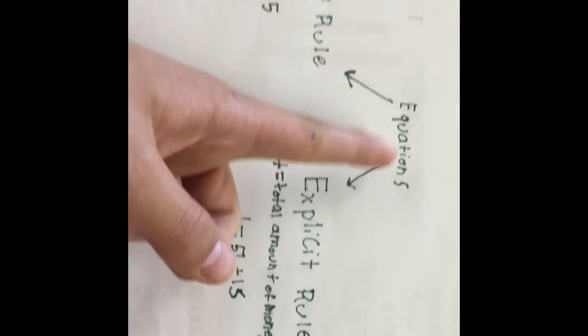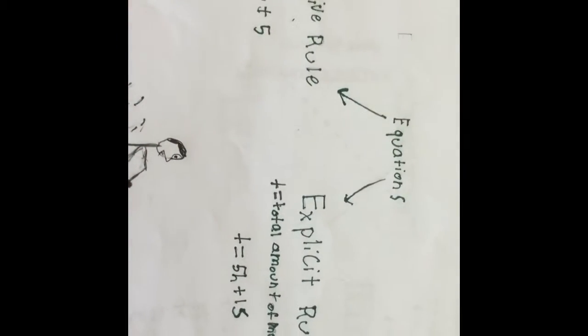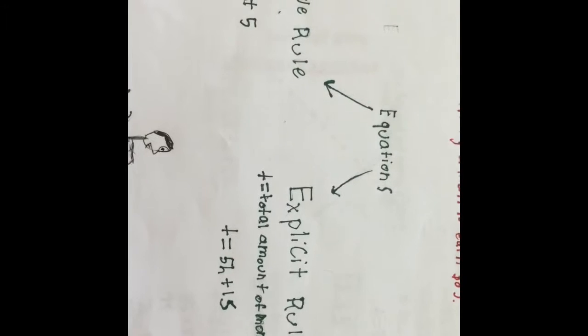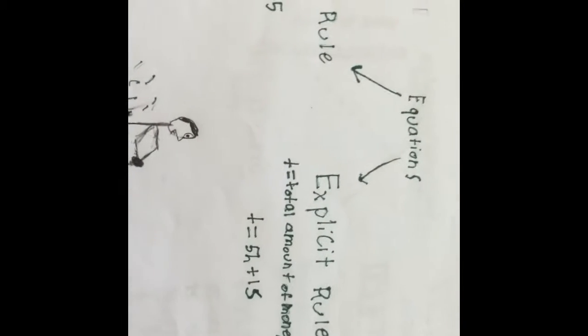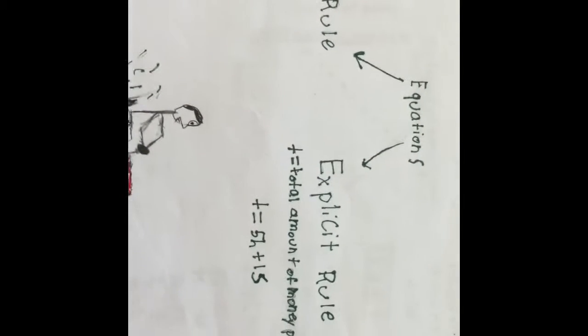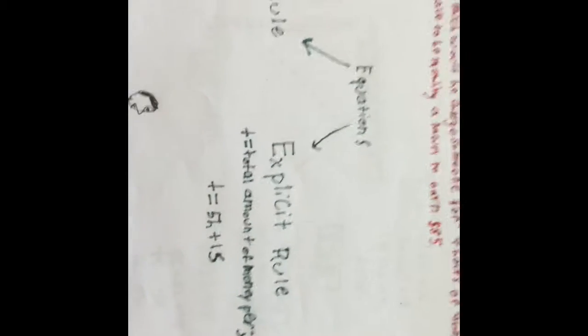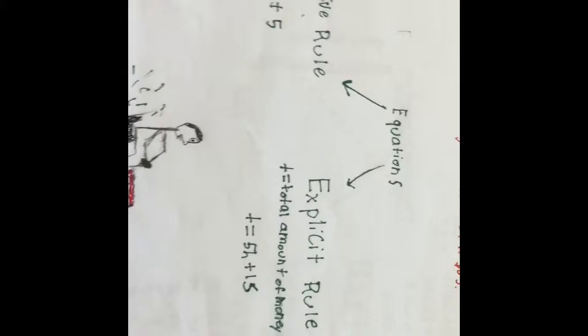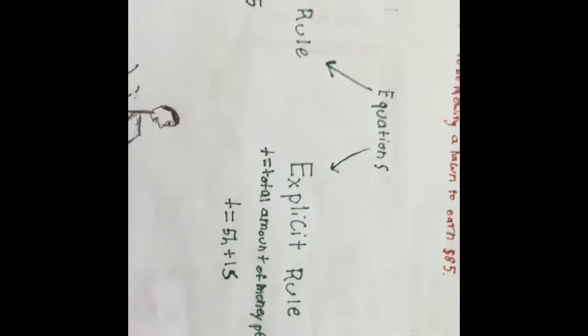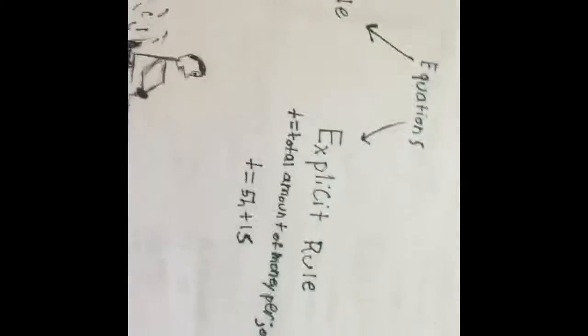Here are my equations. The recursive rule is next equals now plus 5, and it starts at 15. The explicit rule is T equals the total amount of money per job, H equals hours. So T equals 5H plus 15.